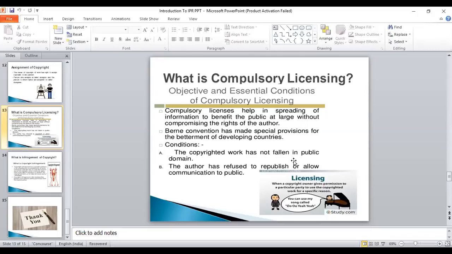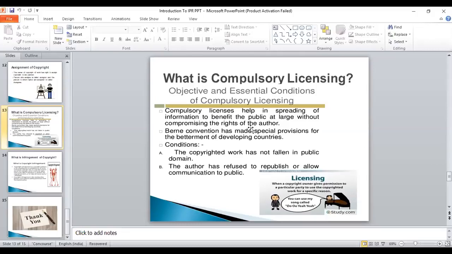So what happens in this case? What does compulsory licensing mean? The word compulsory means something mandatory, something forceful. If you have created something, but it is not available to the public, and the public is not able to use your work, then the law will force you to make it available for the use of the public.